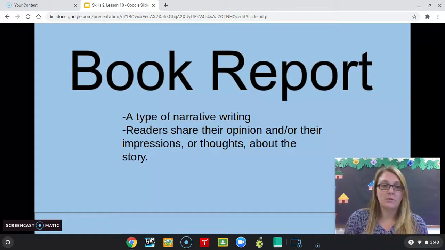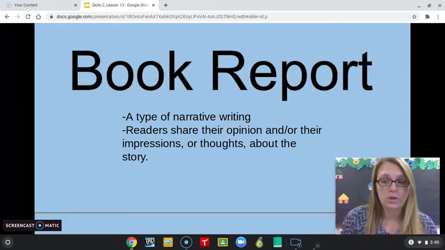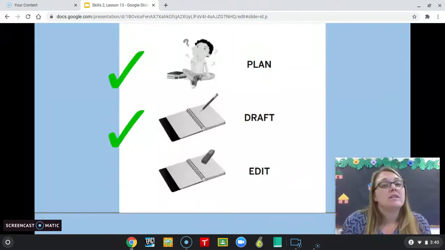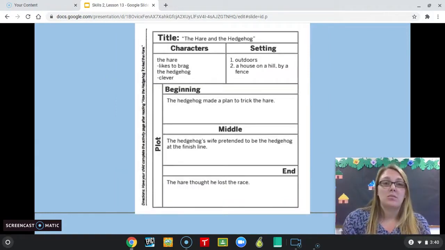Okay, first off, just a review. Book report is narrative writing when you, the reader, are sharing your opinions about the story that you have read. You guys have completed the planning and the drafting process. Today is part 3, the editing process.